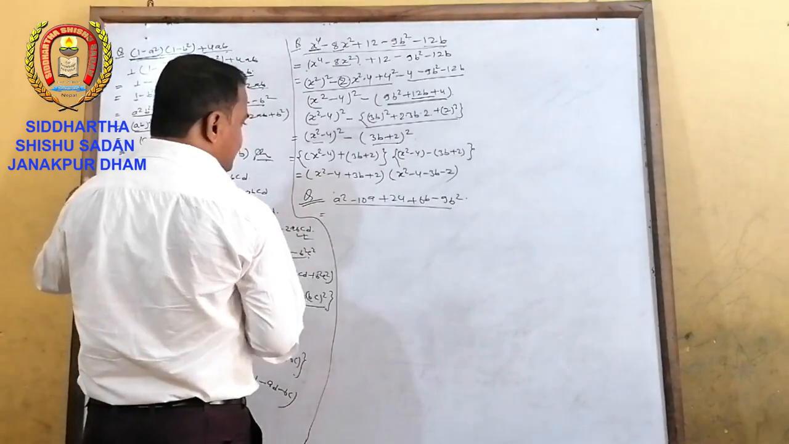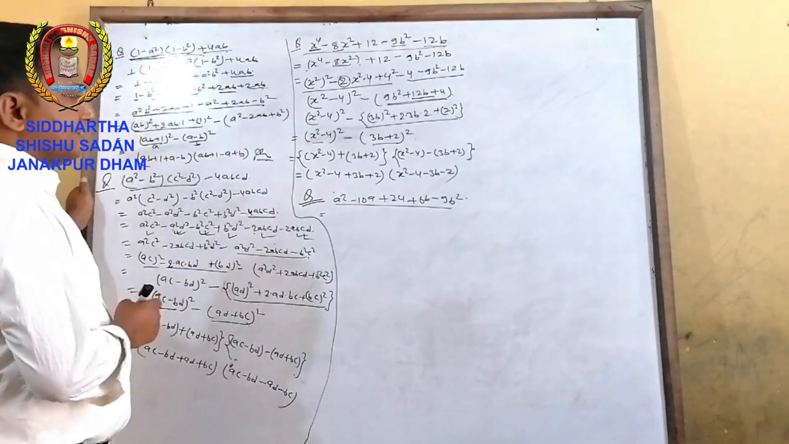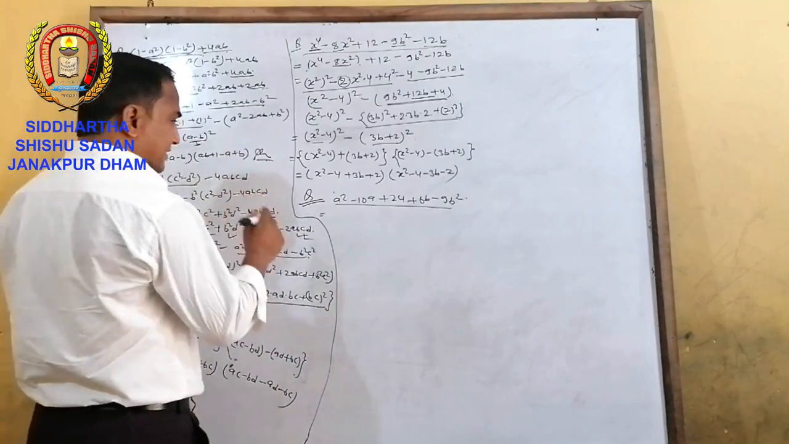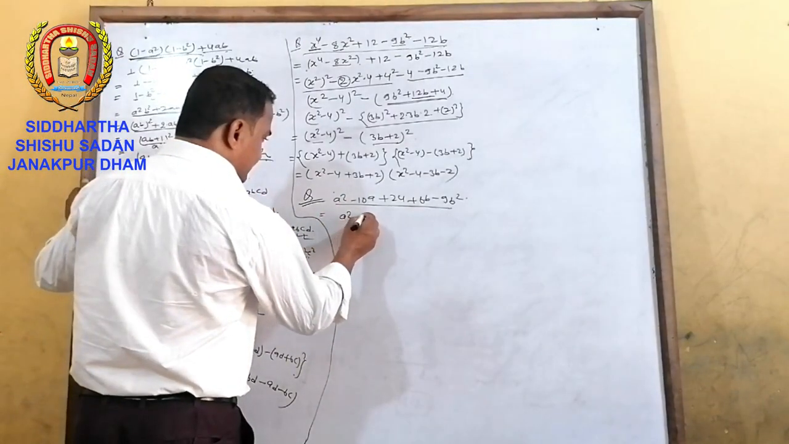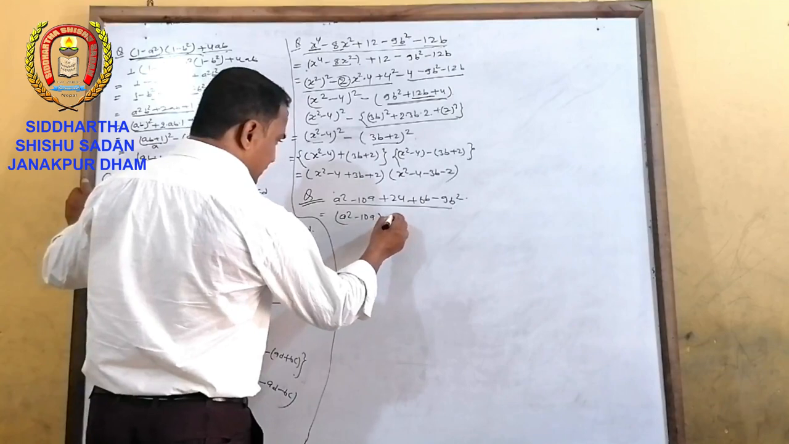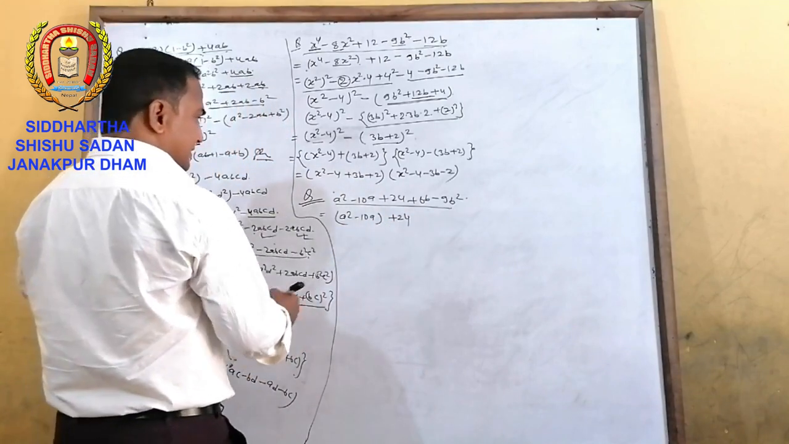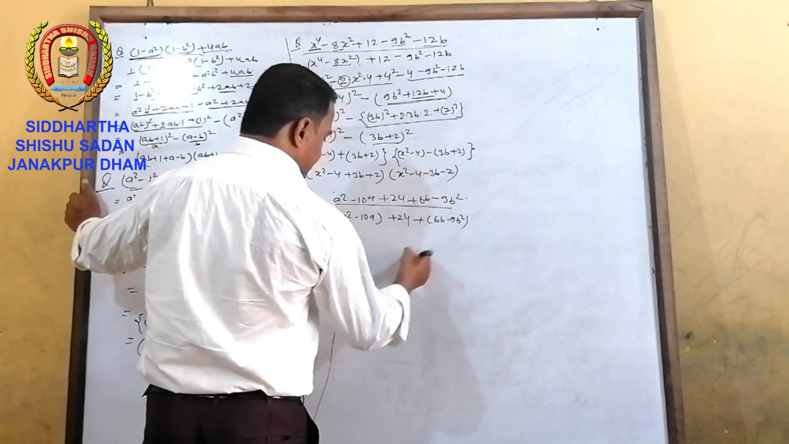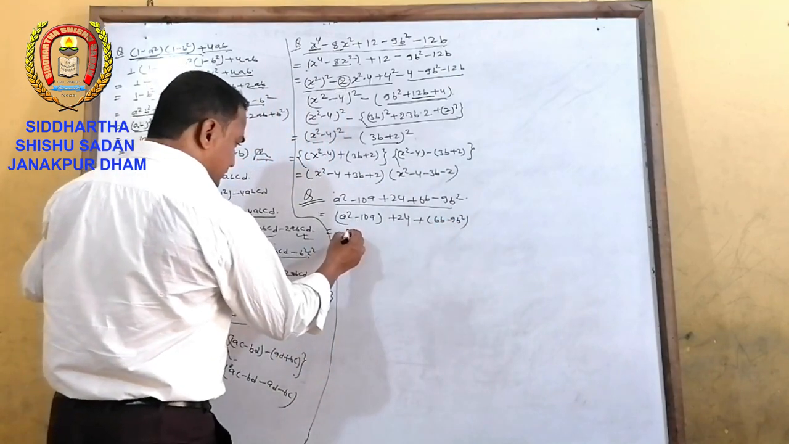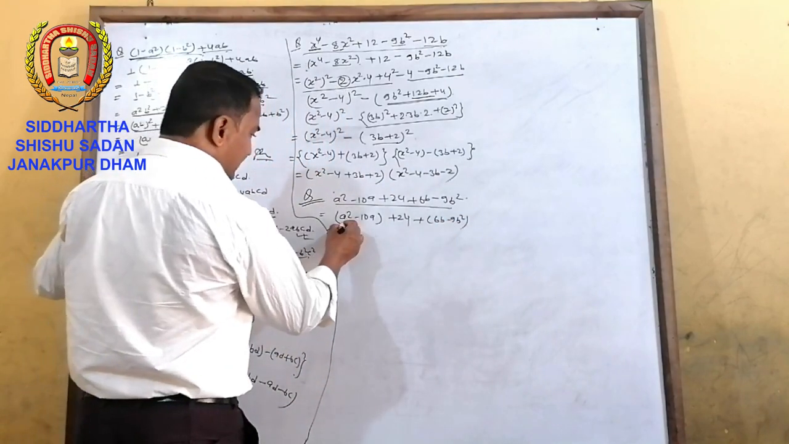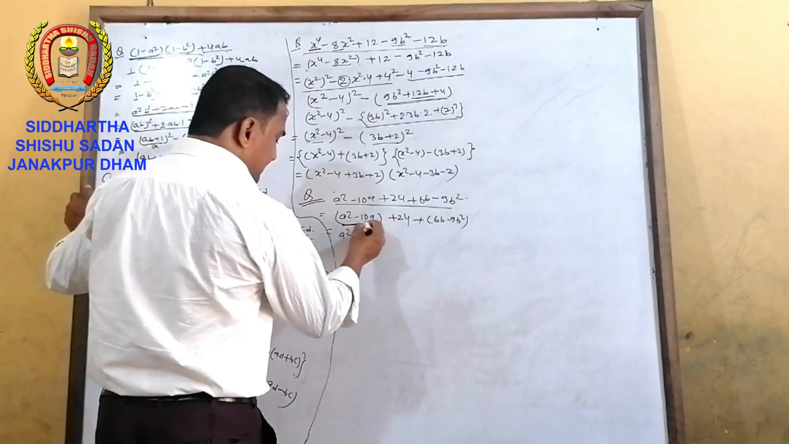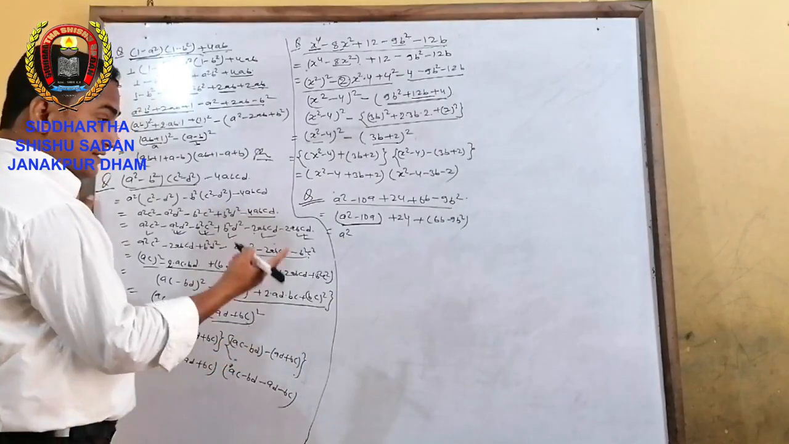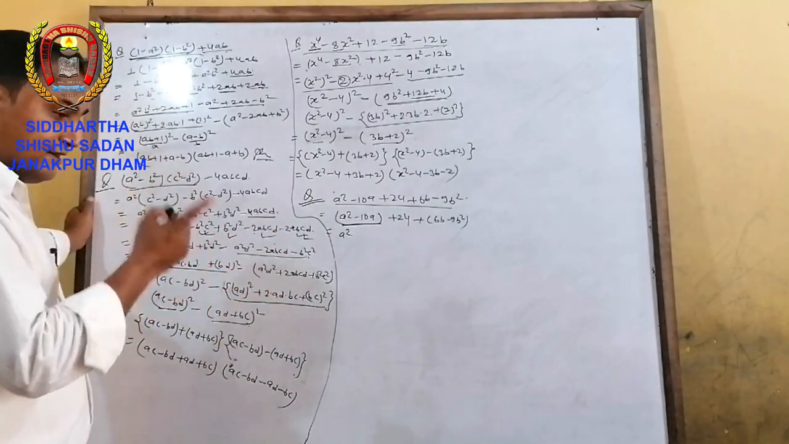Look here. First of all, we have to put the same variable part together. It means a square minus 10a, plus 24 as it is, plus 6b minus 9b square. Now we have to convert these two binomials into perfect square form. It means we have to convert it into a trinomial in perfect square form.